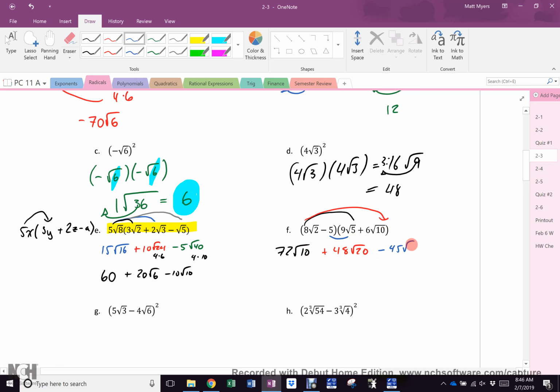Minus 45 root 5. And what's this one? Minus 30 root 10. Now what must I do if I can? Simplify. Does any of that simplify? The 20 simplifies. Because it's red, I will stick with red. 4 times 5. What comes out there? 2. So this becomes 96 root 5. Now, what do you notice? Now, like terms. So, Jashin, are we done simplifying?